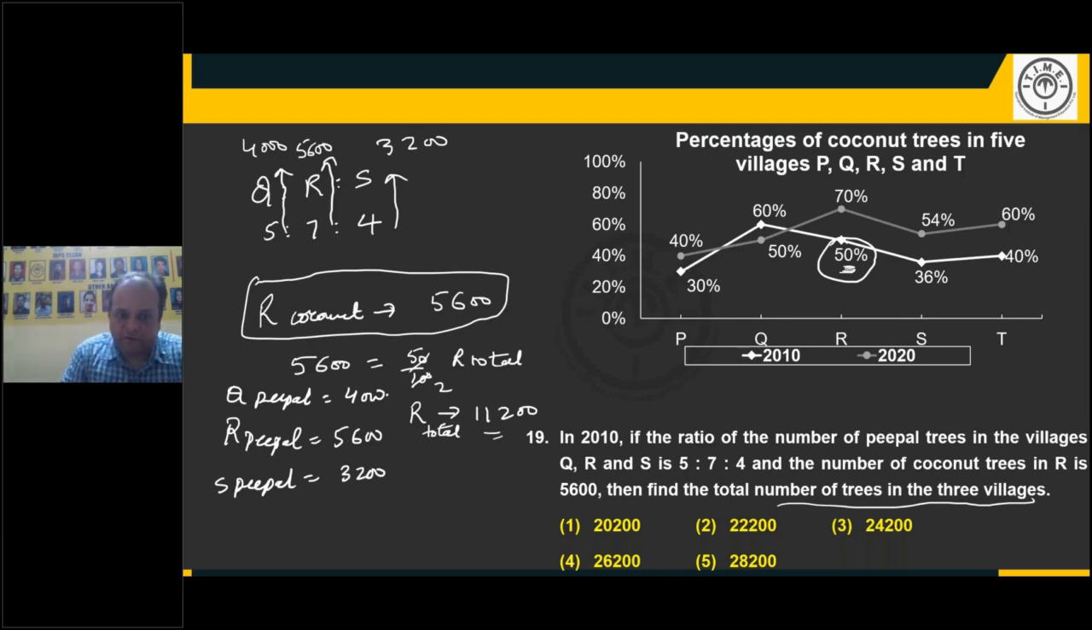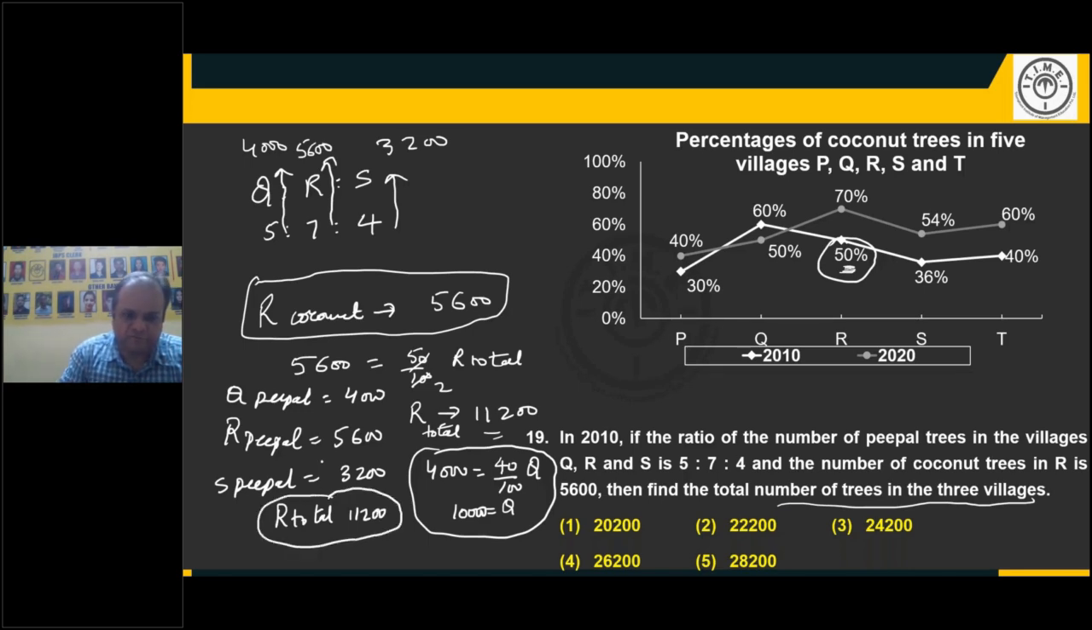Now we have to relate all of these values with the percentages. How? Suppose in Q you say 4,000 should be equal to, if you look at Q, 60% are coconut. If 60% are coconut, then 40%, which represents people trees, will be 40% of Q's total. So Q's total comes out to be 10,000. Similarly, R's total we already know, that is 11,200. This also we need because we have to find the total trees.